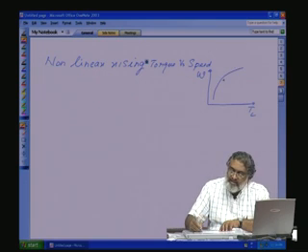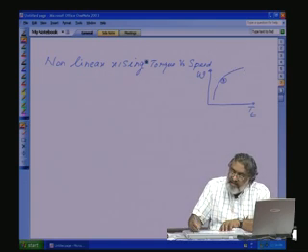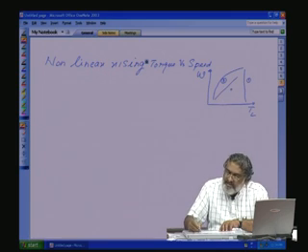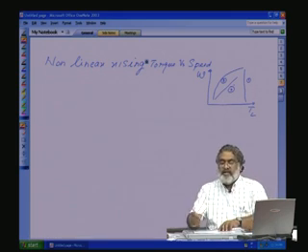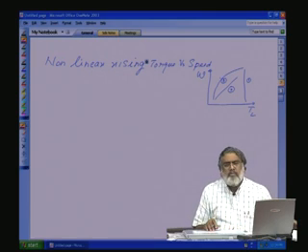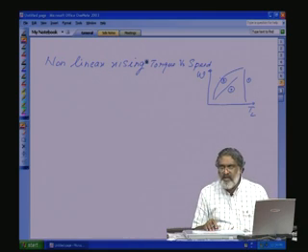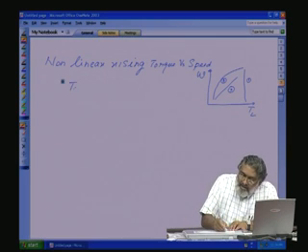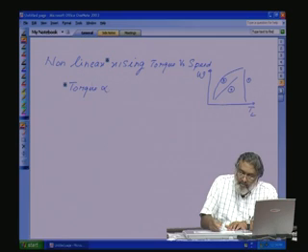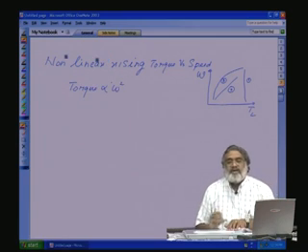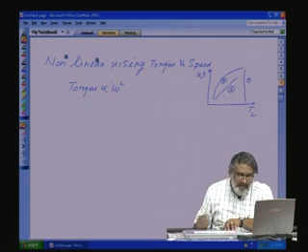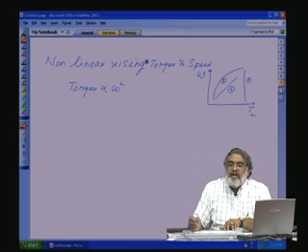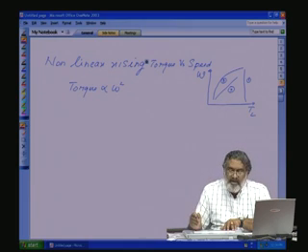Next, third characteristic. Previously the constant load speed characteristic, that was one, and the linearly rising was like this. This is the third one. Most of the fan loads belong to this one. That means torque will be proportional to omega square. Most of the fan loads will come under this one.